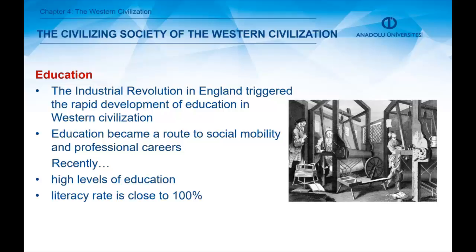When we look at education, we may say that Western civilization includes high education rates, and especially the Industrial Revolution in England triggered the rapid development of education in Western civilization. And education somehow became a kind of route to social mobility and professional careers all through Europe. When we look at the recent situation of education in Western civilization, we may see high levels of education, which are also visible in the results of international testing scales. And the literacy rate is almost close to a full 100%.